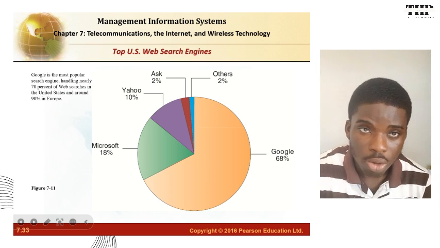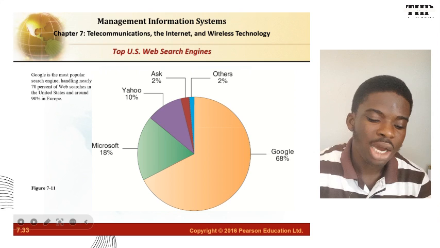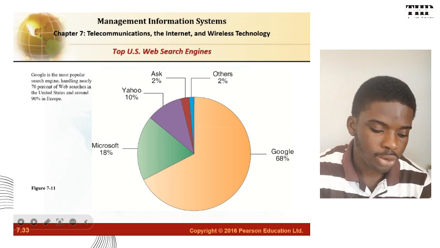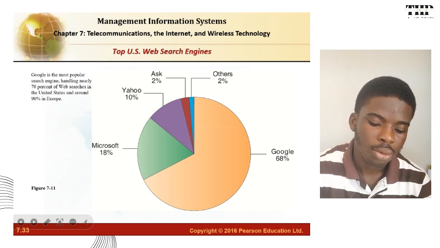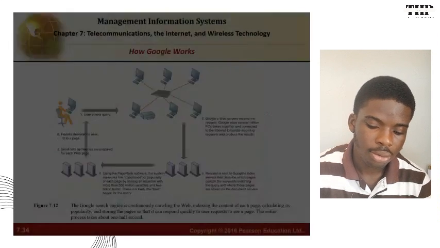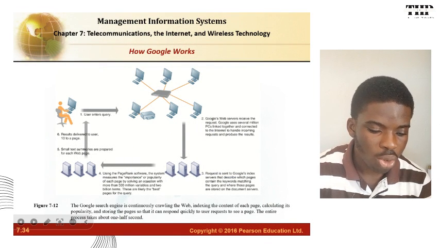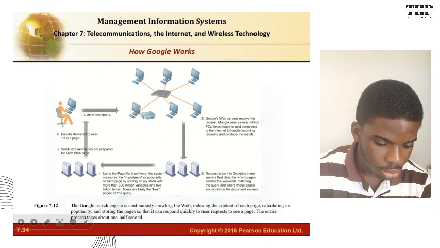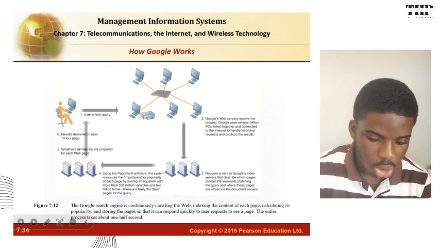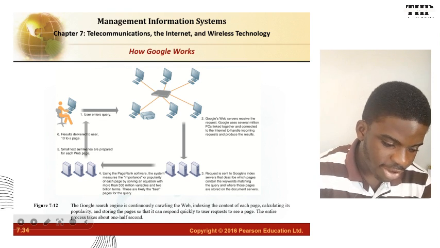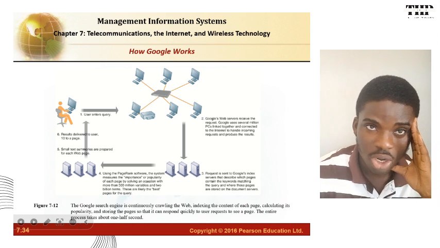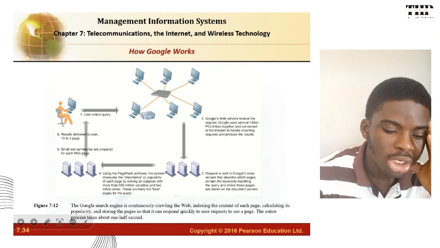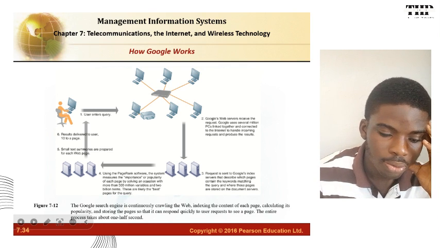Then there's Ask.com. There's Yahoo. And there's Microsoft. I think that's Microsoft Edge, right? How does Google work? This is one, two, three, four, five, and six, right? So how does Google work? You take your phone, you are searching for something. The user enters a query, you ask a question, right? So the user is any one of these devices.